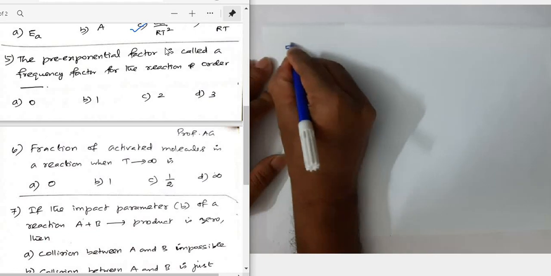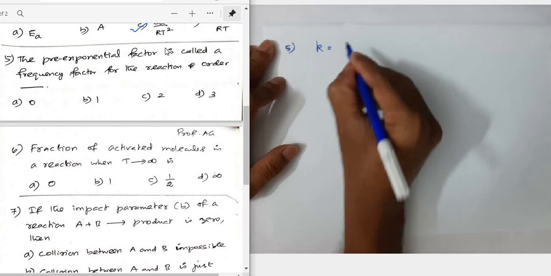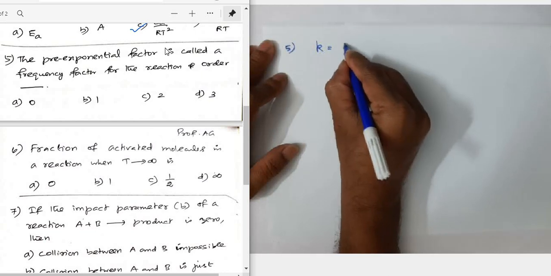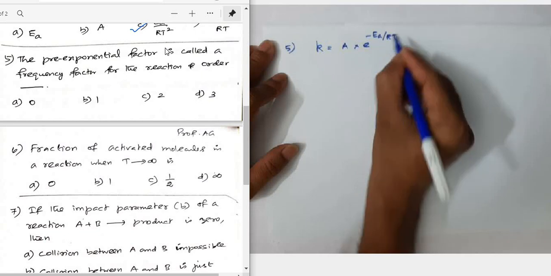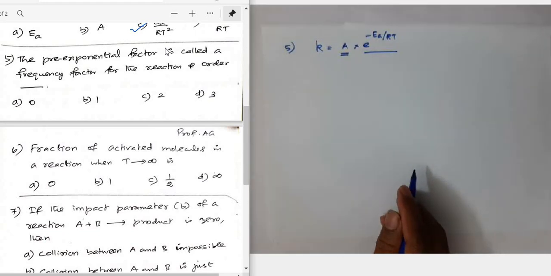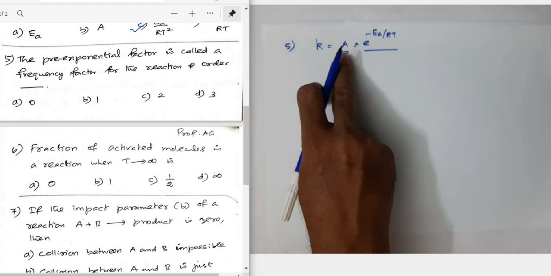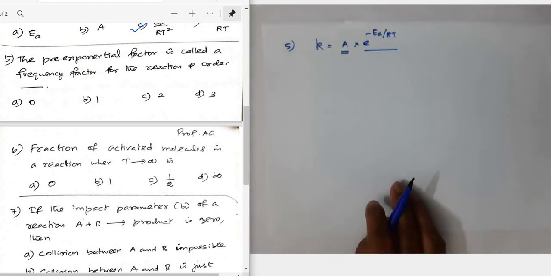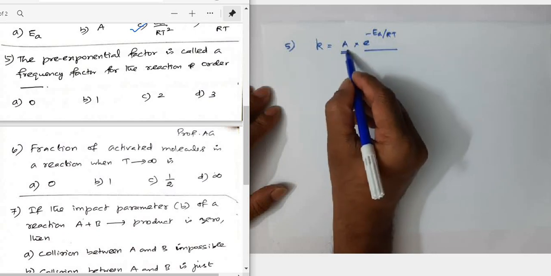Question number 5. As per the Arrhenius equation, rate constant K equals pre-exponential factor A into e power minus Ea by RT. This is the exponential term and this one is the pre-exponential term. Now the question is, the pre-exponential factor is called a frequency factor for the reaction of order dash. For which order of reaction? This A is called frequency factor. Okay, it is actually called pre-exponential factor. This is the exponential term, so this is the pre-exponential term.